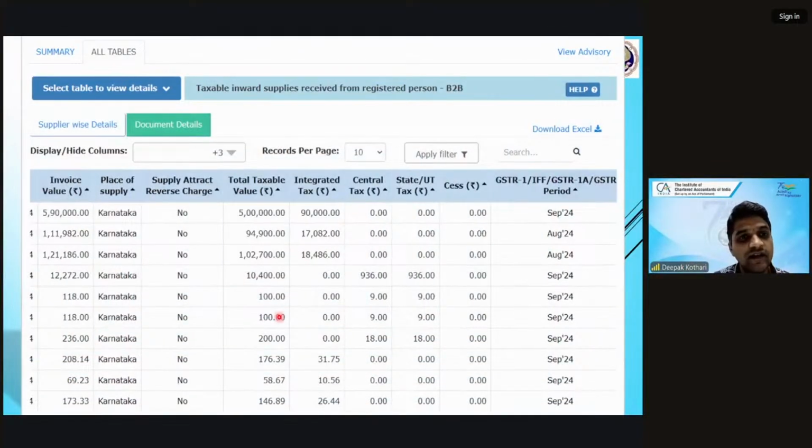Similarly, this will have further details of the documents. This has a big page. The left page is what you saw in the previous slide. On the right-hand side, you will find it. So here you get to know the taxable value. We saw the invoice value was 5,90,000, wherein the taxable value is 5 lakh rupees and the tax is 90,000 rupees. And he has filed the GSTR1 in the month of September. Okay.